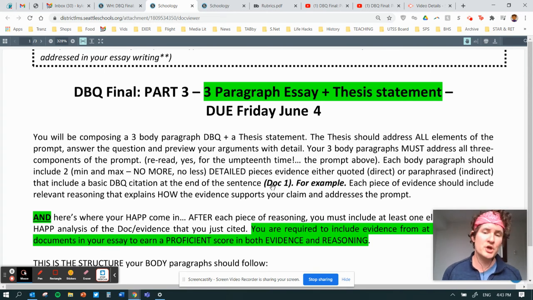But every time you're going to include specific evidence that's helpful to the claim that you're making and somehow answering the prompt, the question, you need to include a citation. Whether it is indirect, your detailed paraphrased information, or a direct quote from one of those 7 docs. Each of your pieces of evidence will include reasoning that explains how that evidence supports your claim.